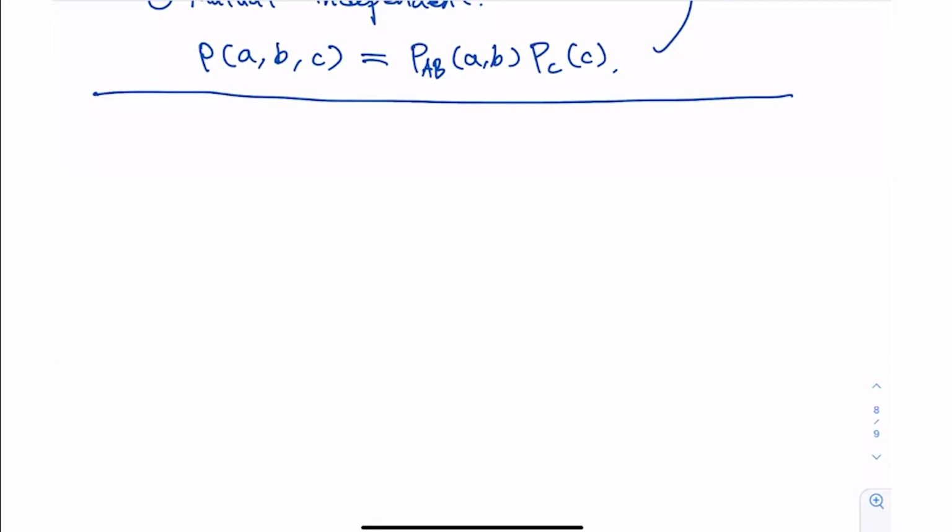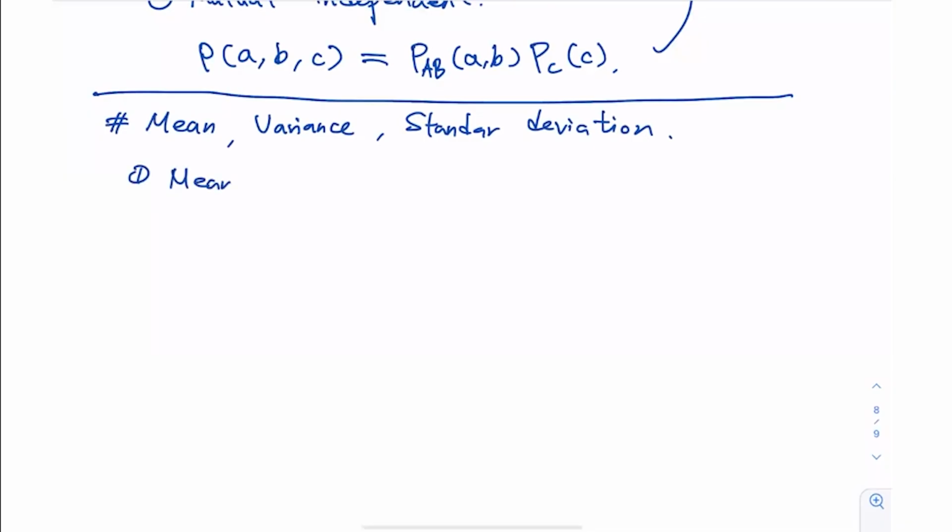Okay, I'll also mention some very basic ideas about mean, variance, and standard deviation. Mean is very simple. I think we already used that in several cases, but here I'll write down the most general expression when we have a probability distribution.